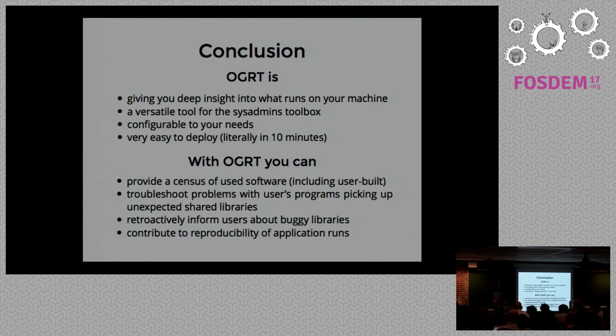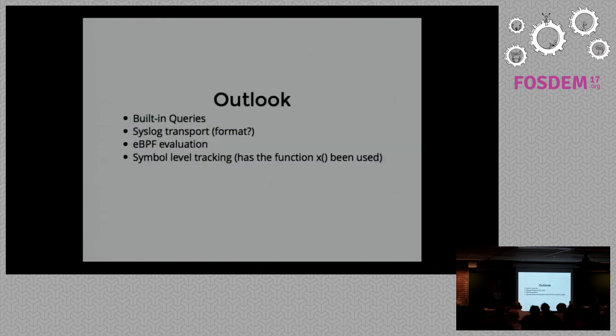You can provide a census of the software that your users use, which includes what they build themselves. You can troubleshoot problems. So if you see that a job failed, without talking to the user, not that you don't want to talk to the users, but it saves a round trip, you can check preemptively if there is anything obviously wrong and write him an email or something. You can retroactively inform him about buggy libraries. And reproducibility seems to be a big thing. So if you know how a program was run, including all the environment it was run in, I would say that contributes to reproducibility.